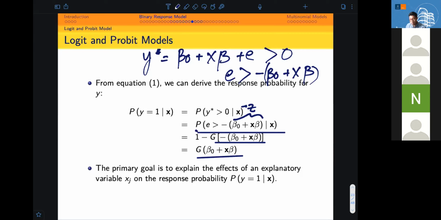So the primary goal is to explain the effects of a change in the explanatory variable xj on the response probability, or the probability of success. That's going to be the goal that we have for the next few lines. Any questions before I go on?